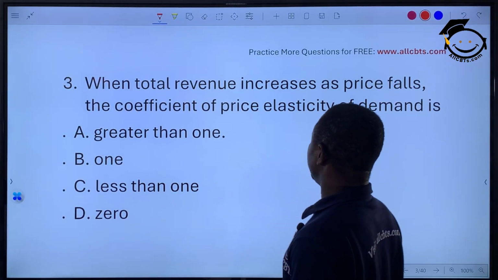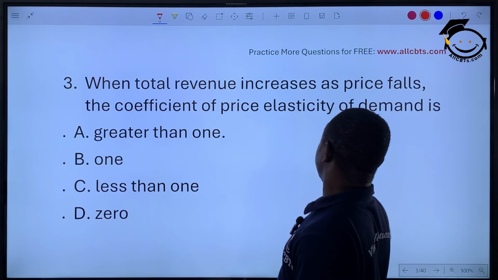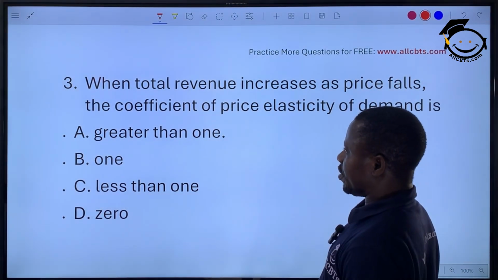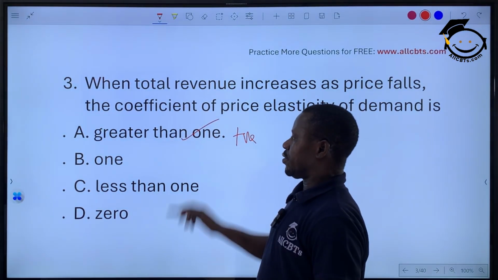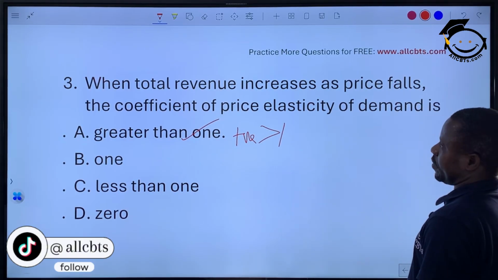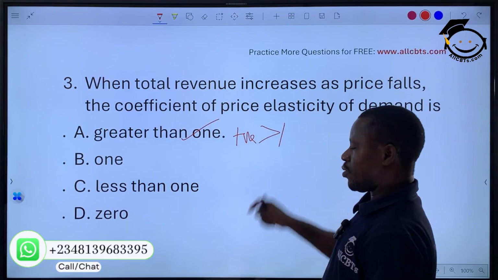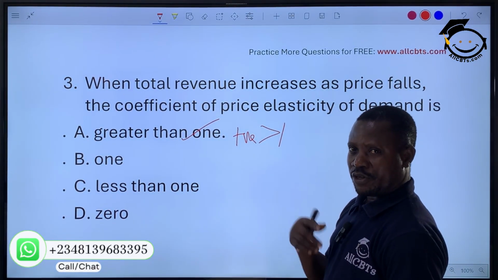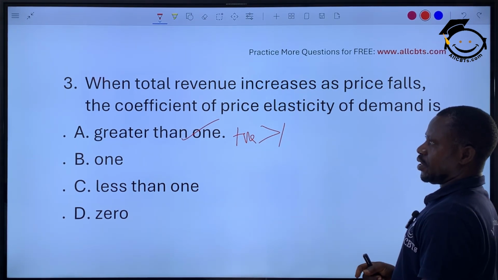When total revenue increases as price falls, the coefficient of price elasticity of demand is greater than 1. It's positive, greater than 1. Why? The revenue increases as price falls, more income is generated, more demand is made. So, greater than 1.